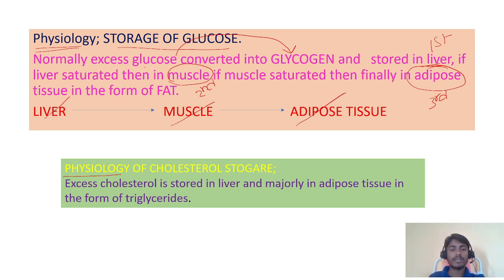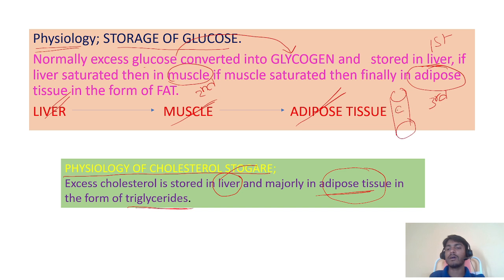When it comes to the physiology of cholesterol storage, excess cholesterol is stored in the liver and majorly in the adipose tissue, in the form of triglycerides. If the liver, muscle and adipose tissues get saturated, then the excess glucose is retained in the blood vessels, so it may lead to diabetes mellitus.